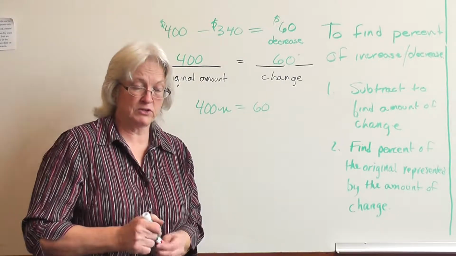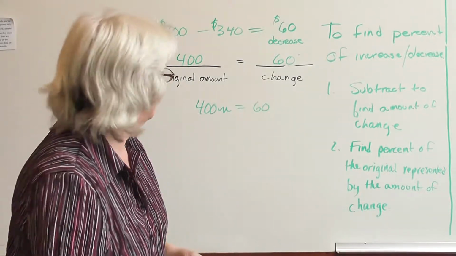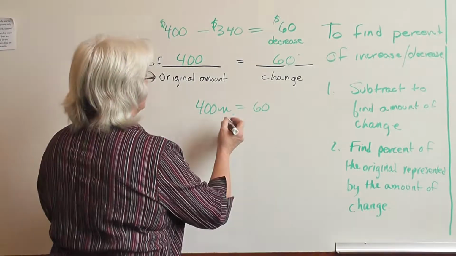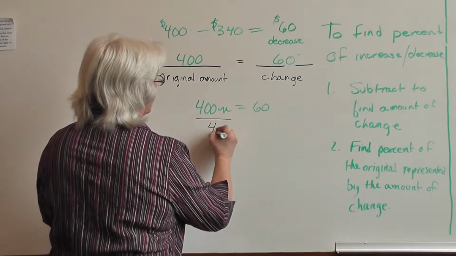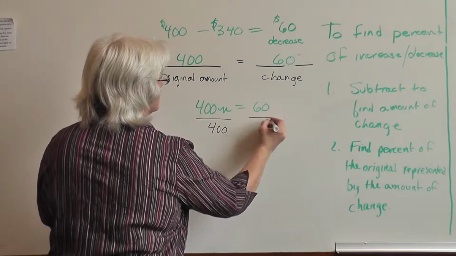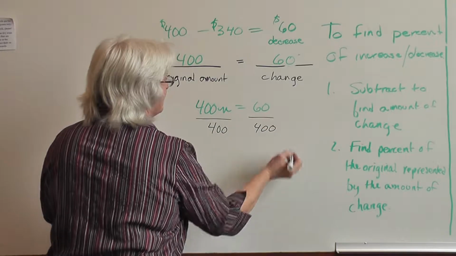Okay, what are we going to do now? Well, that's very, very straightforward. We don't care about 400n. We care about what 1n is equal to. We're going to divide both sides of this equation by 400.